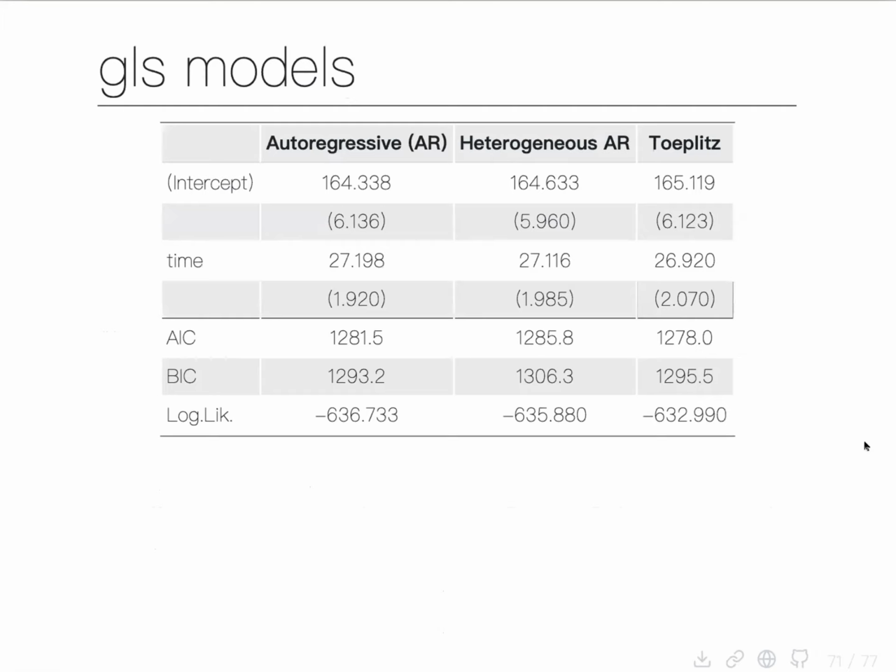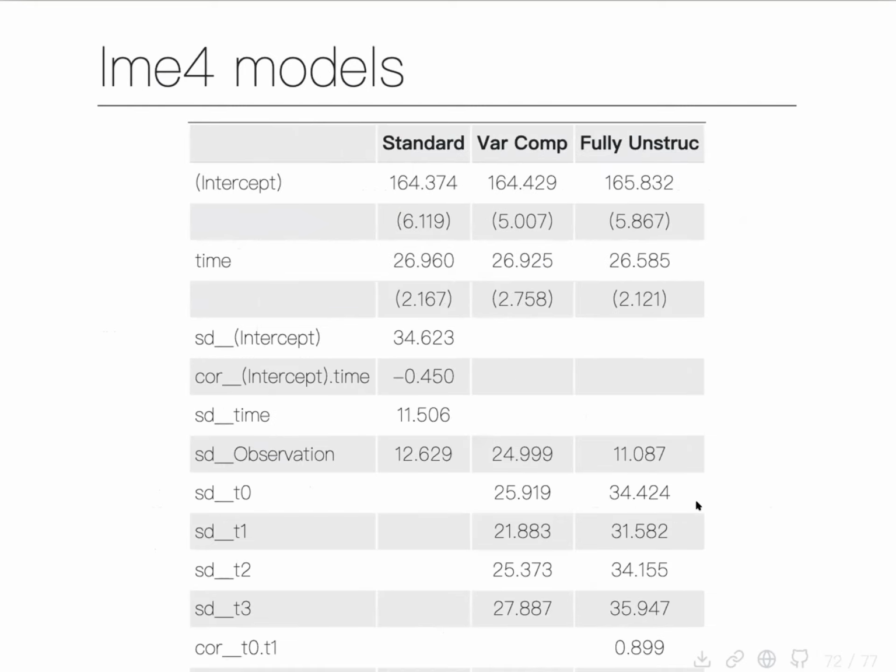Here we're comparing the actual coefficients from just the GLS models. You can see they're quite similar for these two. This one's a little bit different. And then these are pretty similar as well. AIC, BIC. And then we can look at the lme4 models.